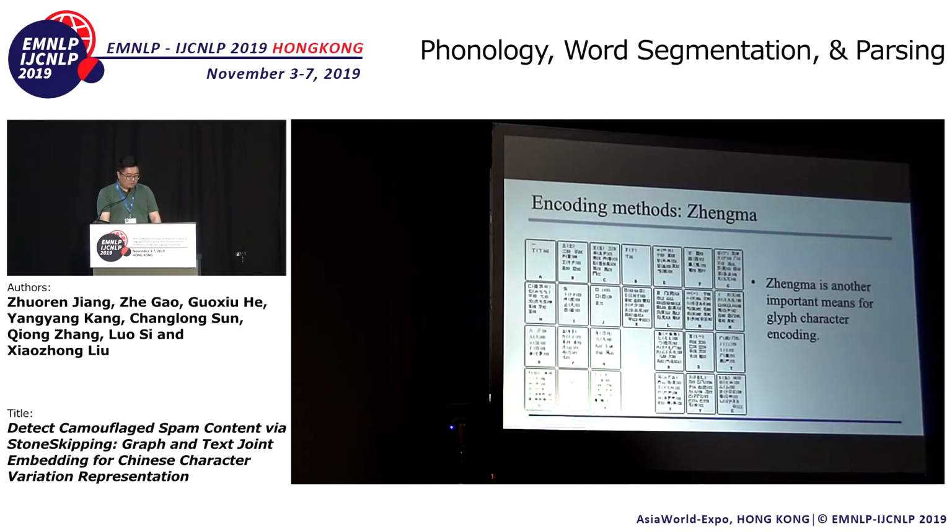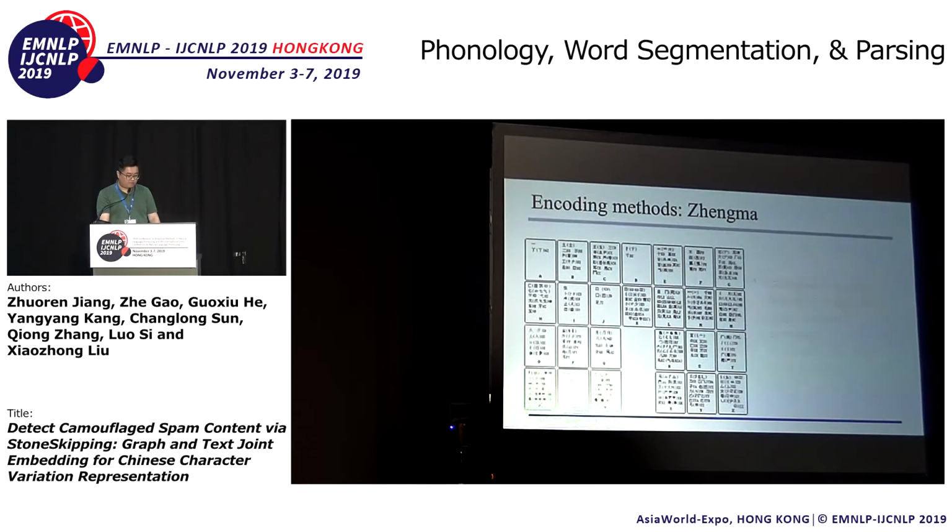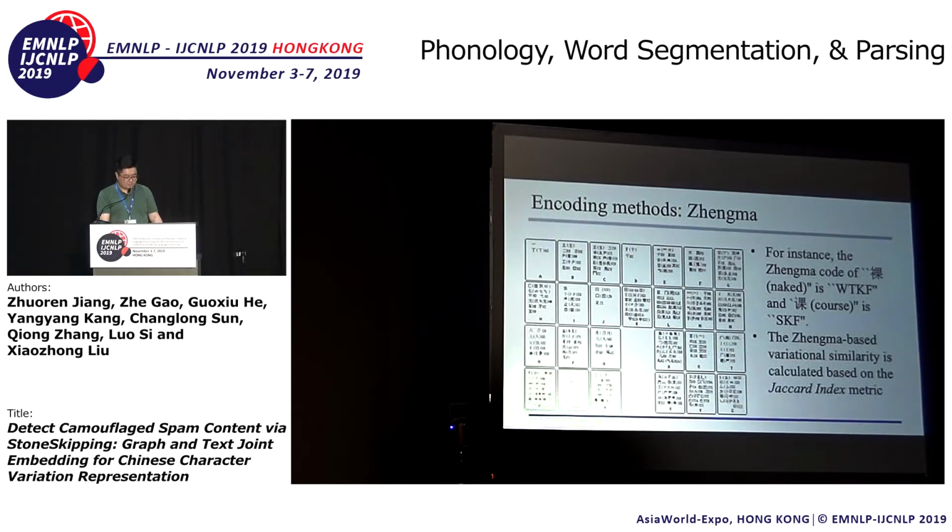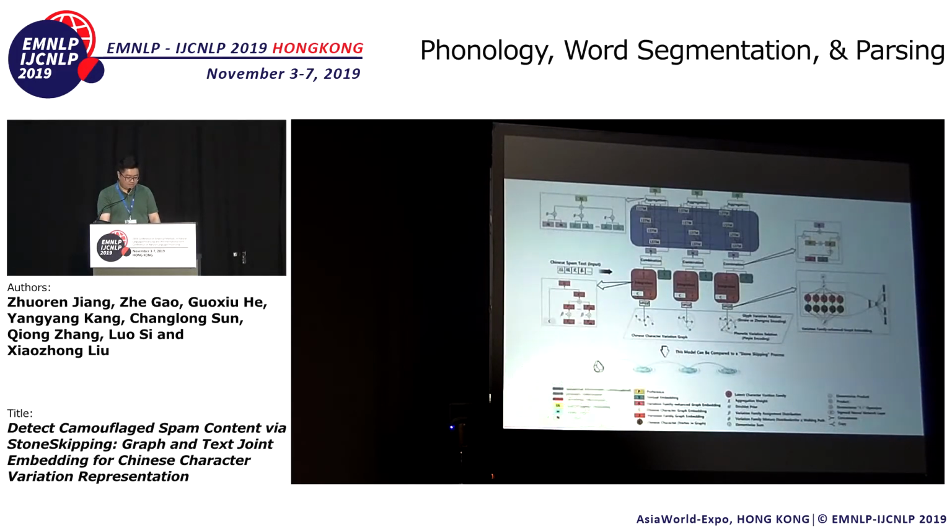The third encoding method is zhenma, which is another important means for glyph character encoding. It encodes characters at the radical level. For instance, the zhenma code of luo is WTKF, and the ke is SKF. The zhenma-based variational similarity is calculated based on the Jaccard index metric. Let's go back to the framework.